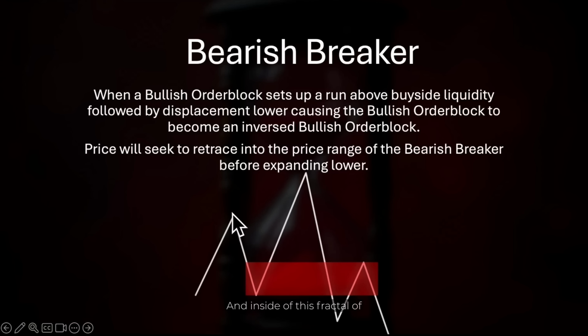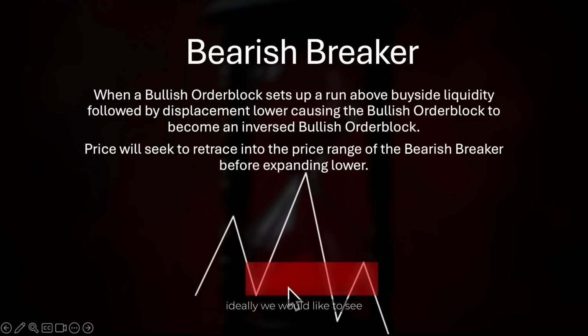And inside of this fractal of sell side and buy side delivery, you will see a down close candle form which set up the final run higher. This down close candle got utilized by smart money to buy off to target buy side liquidity resting above this high. The moment that the market displaces below this down close candle, so below this low right here, the final down close candle which formed right here is your bearish breaker. And that down close candle has to function as resistance on price in order for the order flow to remain bearish.